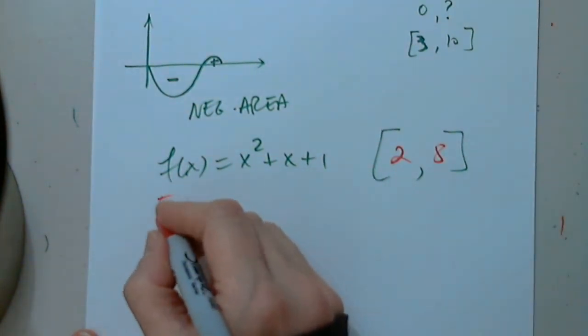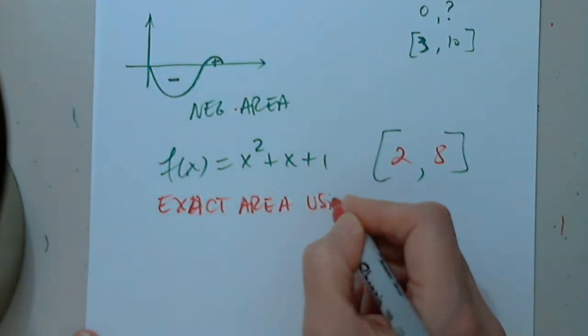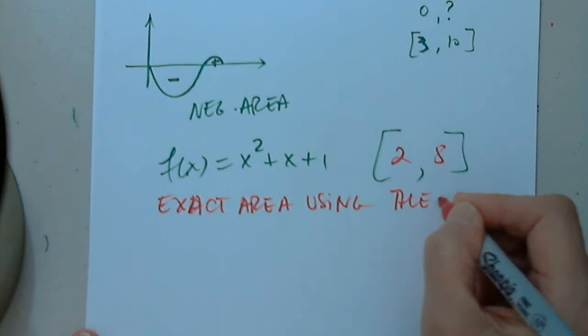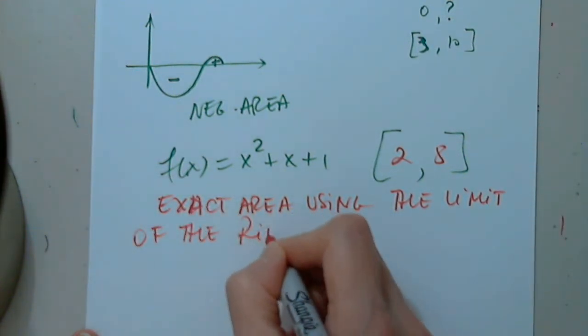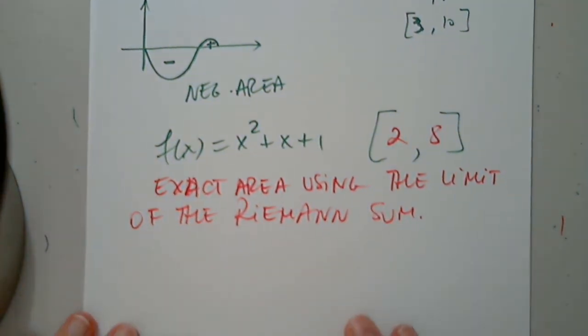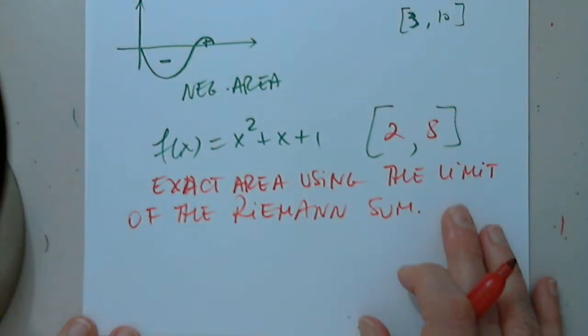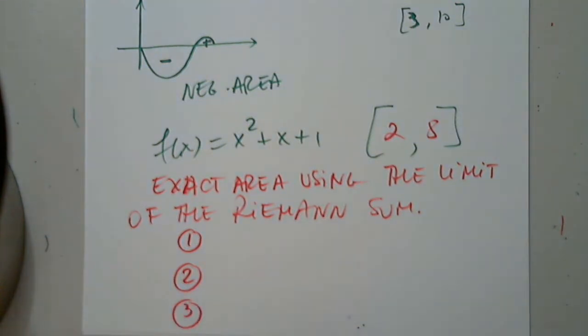So we want to find the exact area using the limit of the Riemann sum. Whenever we're asked to use the limit of the Riemann sum, we have 3 preps. We cannot directly start the sum before we work on these 3 preps. So, what is the first prep?